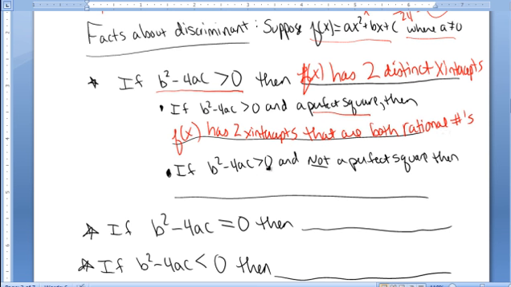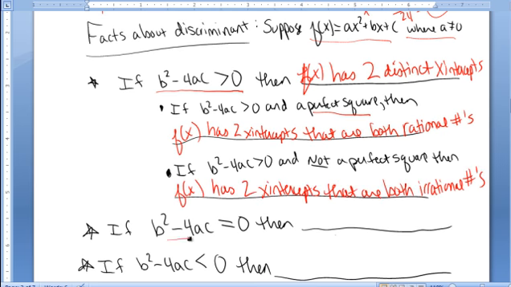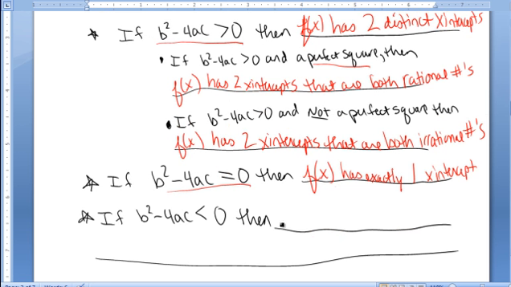If the discriminant is positive but it's not a perfect square, then f of x has two x-intercepts, but they will both be irrational numbers. If the discriminant equals 0, then f of x has exactly one x-intercept. And if the discriminant is negative, that's when we had those complex roots. We solved with the quadratic formula and found only complex answers, numbers that were not on the real number line. So if the discriminant is negative, then there are no x-intercepts.